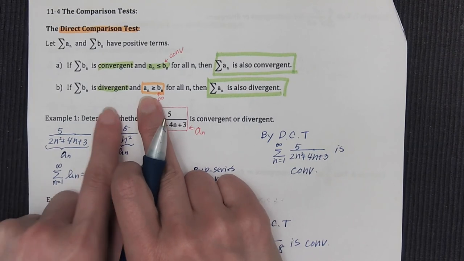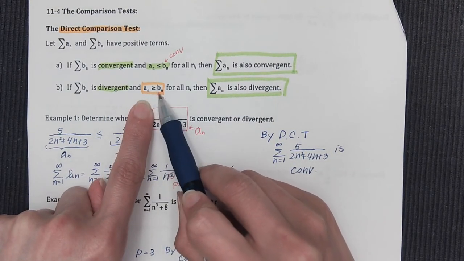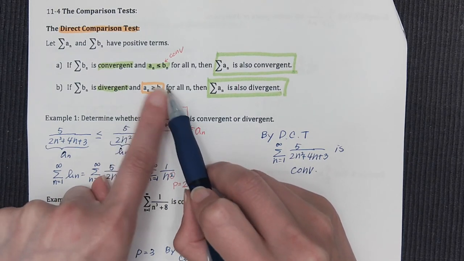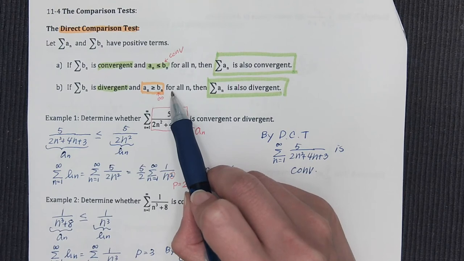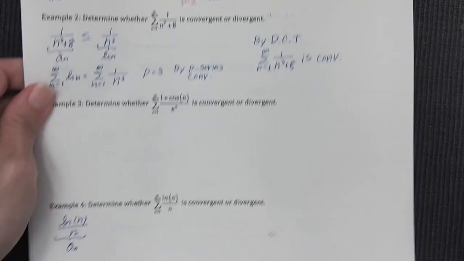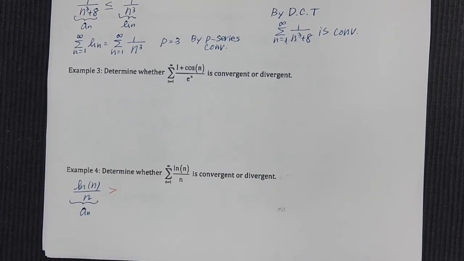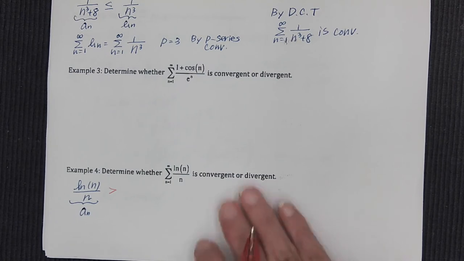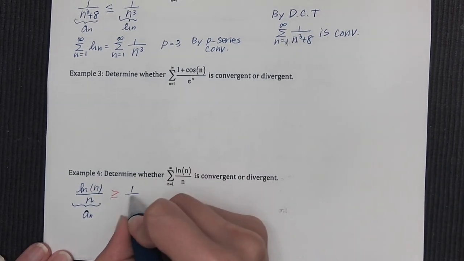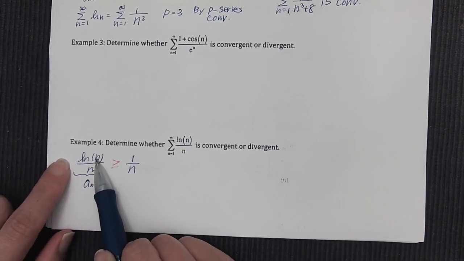Now, if it is divergent, what am I looking for? I'm looking for a smaller number, not a bigger number. I'm looking for something smaller. How do you find the smaller one? Remove the natural log n. Again, one over n. Can you see that? Because this one is getting bigger and bigger and bigger, right?